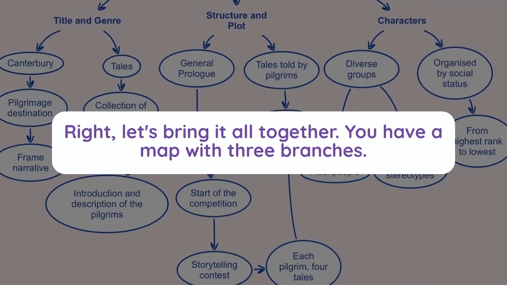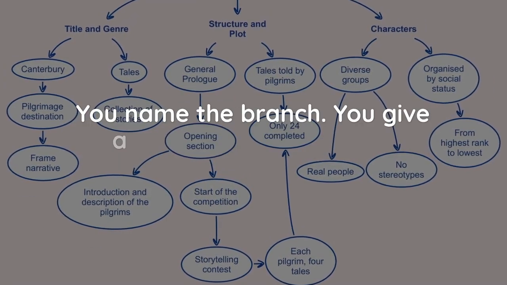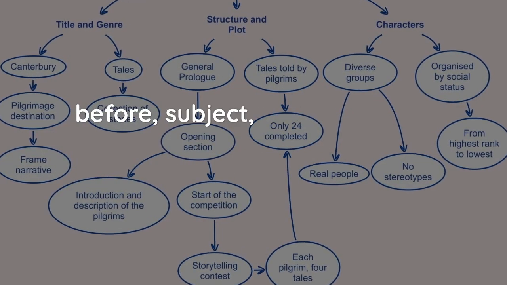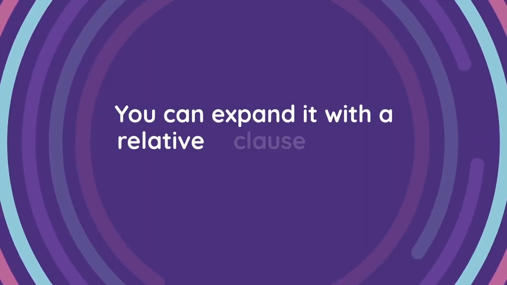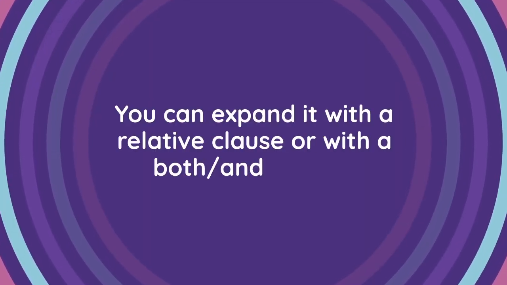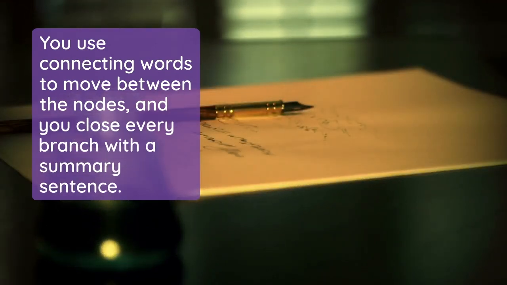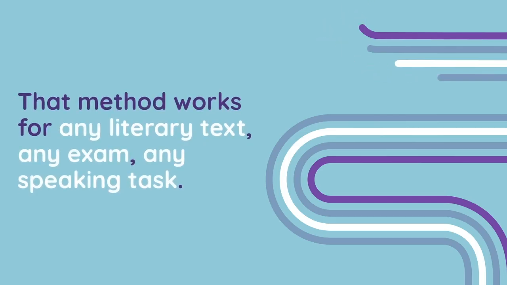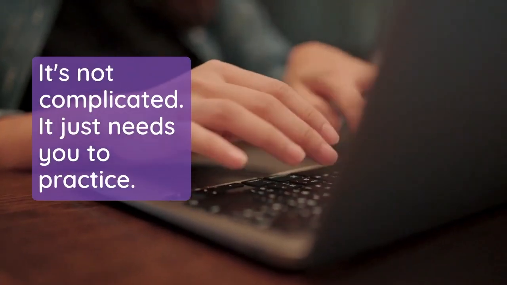Right, let's bring it all together. You have a map with 3 branches. You name the branch, you give a basic sentence using the engine that we mentioned before: subject, the verb to be, information. You can expand it with a relative clause or with a both-and phrase. You use connecting words to move between the nodes, and you close every branch with a summary sentence. That method works for any literary text, any exam, any speaking task. It's not complicated. It just needs you to practice.